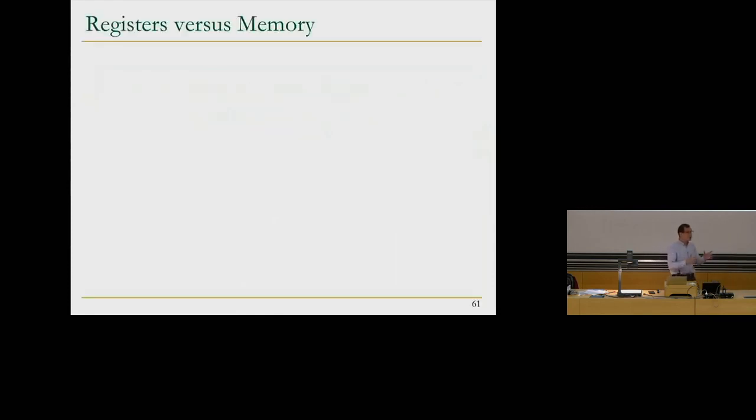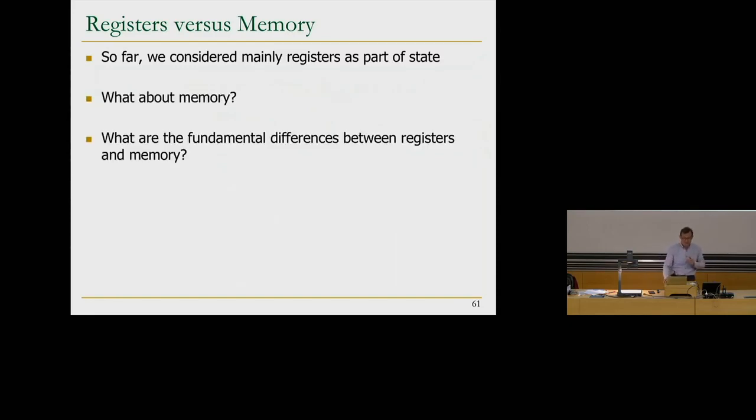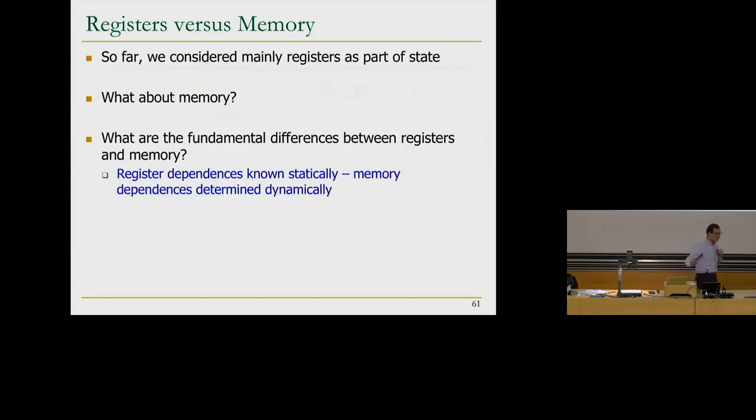We've talked about registers. Handling registers added a lot of complexity to the system, right? But it's actually the easy part. We considered mainly registers as part of the state. What about memory? There are multiple fundamental differences between memory and registers. The first one is really interesting because it's going to cause a lot of complexity and headache in the design.